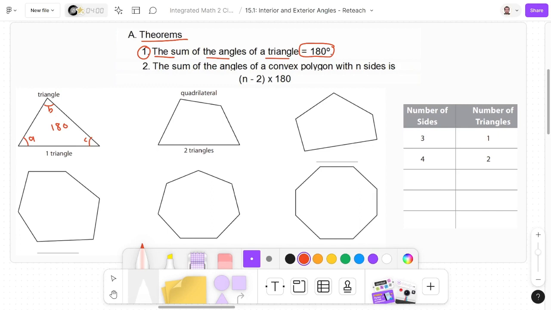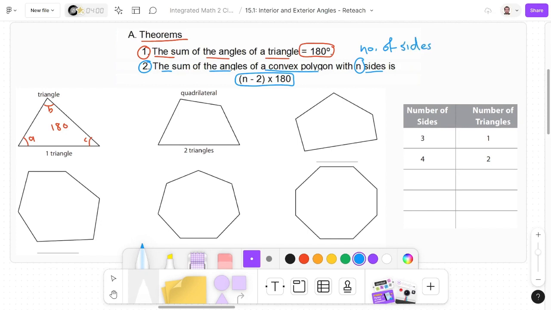How can we write it? Using number 2 here. So look at number 2. Number 2 is saying the summation of the angles of a convex polygon with n sides is n minus 2 times 180. As you can see here, n is the number of sides.